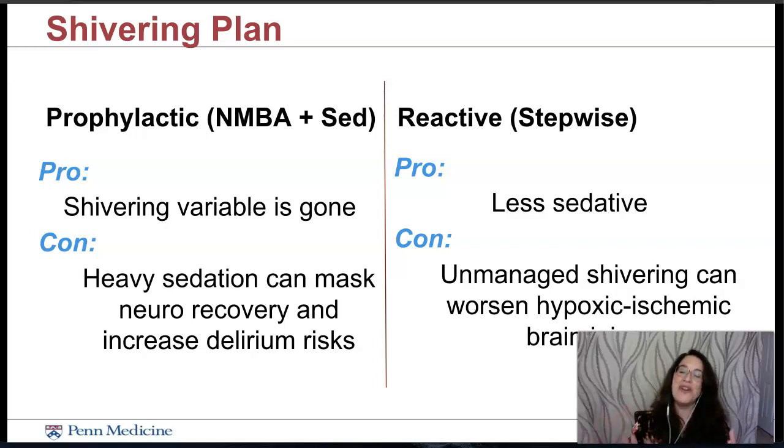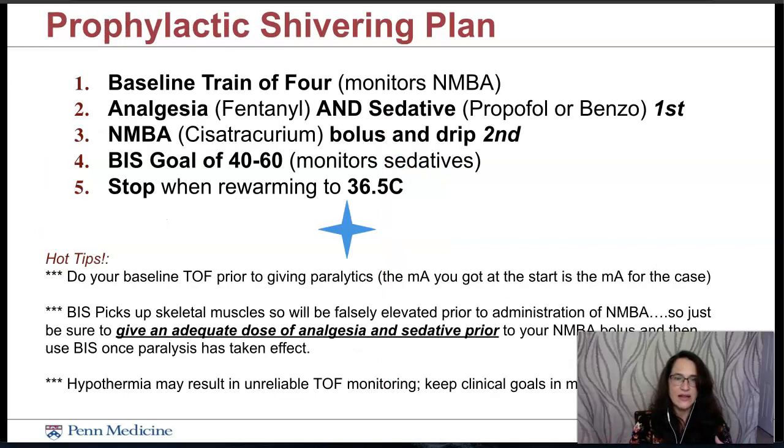And I think that's where our opportunity lies, is getting really good at knowing how to run that reactive shivering plan pathway and that stepwise thing. Because unmanaged shivering can worsen the hypoxic ischemic brain injury. So we don't want to mess this up. We want to do this well. So let's talk about that a little bit.